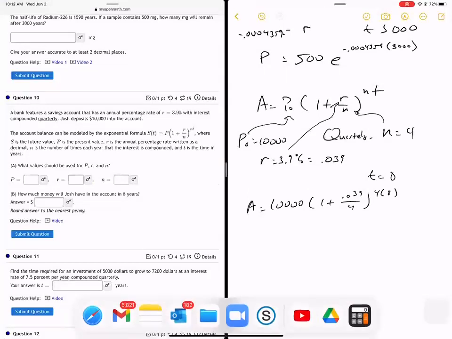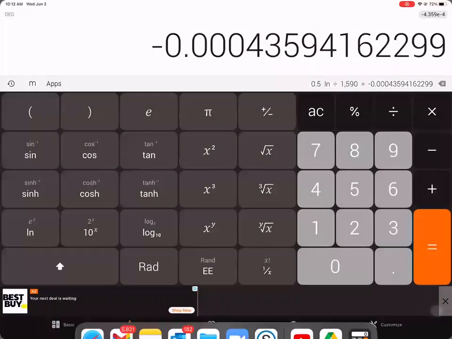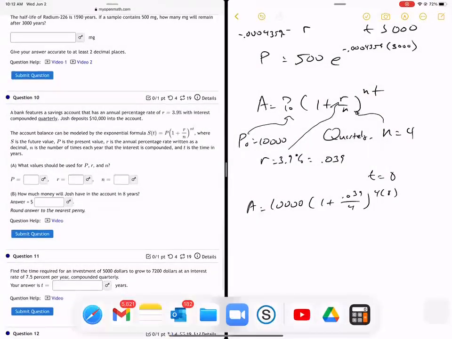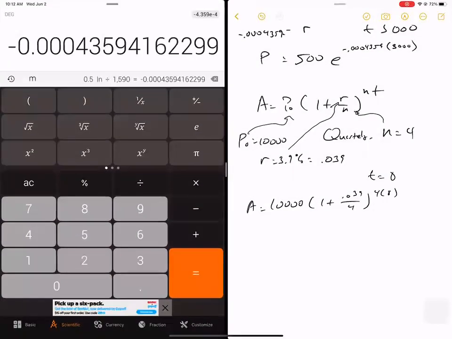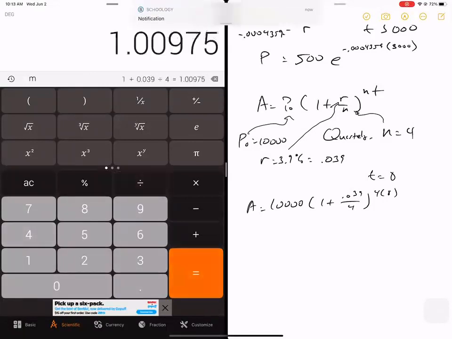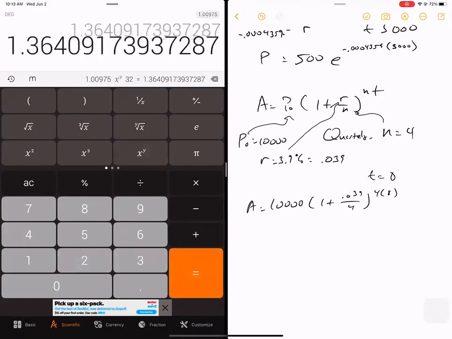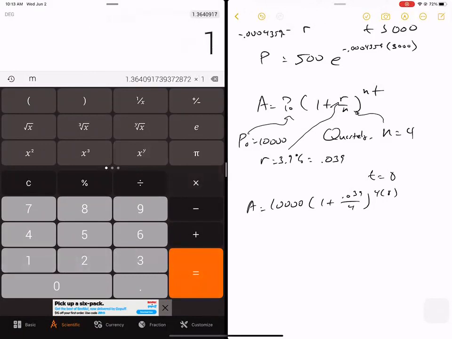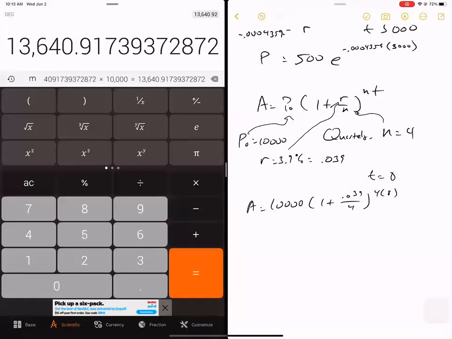Now, on your calculator, you have to, again, make sure you know how to use your calculator. So on my calculator, I'm actually going to do the parentheses first and then multiply this by 10,000 afterwards. 1 plus 0.039 divided by 4. And that's going to give me what's inside the parentheses. I'm going to take this to the exponent of 32. 4 times 8 is 32. Then I'm going to multiply this number now by 10,000. So over 8 years, I'm going to go from 10,000 to 13,000.